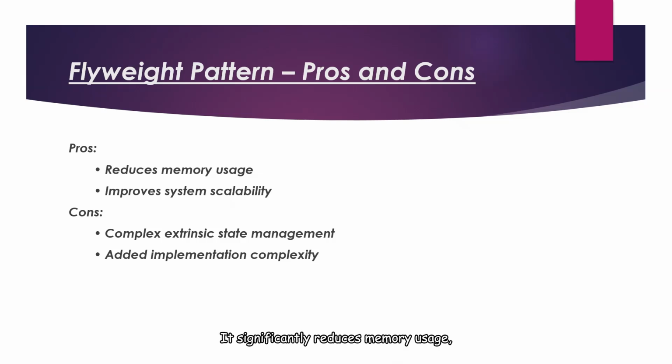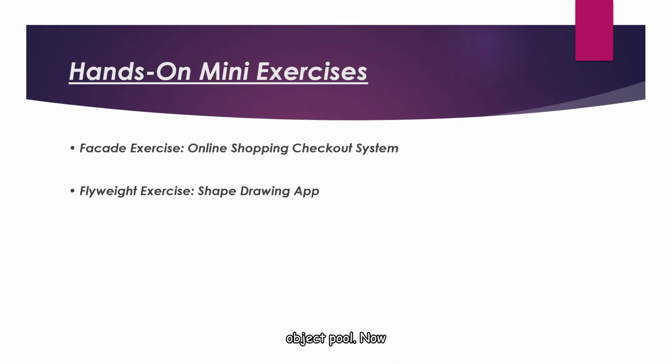It significantly reduces memory usage, especially when dealing with large numbers of similar objects. However, it also introduces some complexity, particularly in managing the extrinsic state and ensuring that the correct shared objects are used. If not implemented carefully, the flyweight pattern can lead to code complexity and performance overhead in managing the object pool. Now let's move on to some hands-on mini exercises to apply what we have learned.